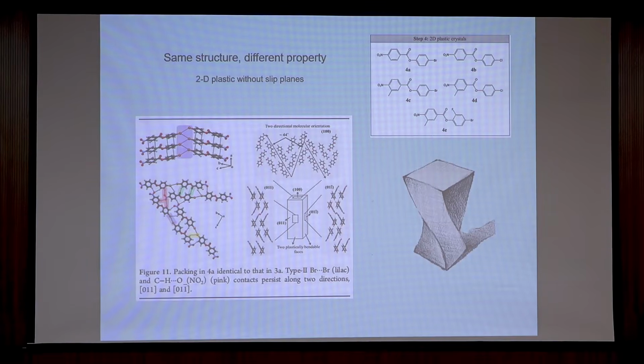This is a very nice example which Shubhankar did. Same structure, different property. There is a bromo and a chloro analog which are isomorphous, same structure, a, b, c, alpha, beta, everything same. One is elastic, one is plastic. That's simply because the Br...O interaction is stronger than the Cl...O interaction. It is just that small difference in the interactions that changes the property. So, same structure can give different properties. Again, a feature of complex system.